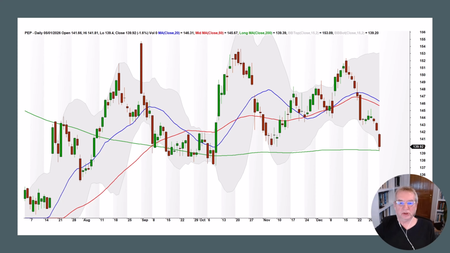The chart for Pepsi is not quite so bearish in the sense that we have moved to the bottom of the Bollinger Band channel here, but we also have found some support, but who knows for how long, at the 200-day moving average here. This is the green line extending across the chart.